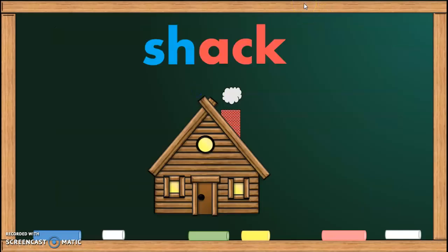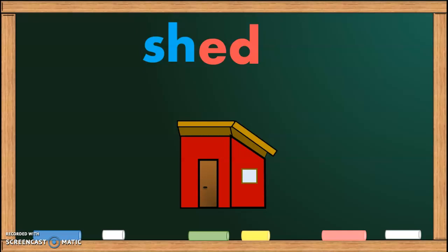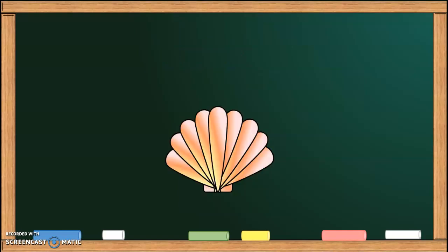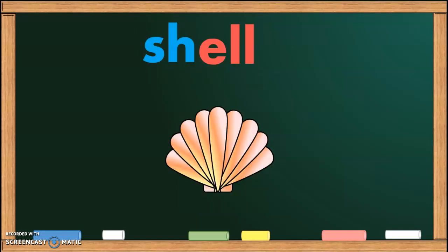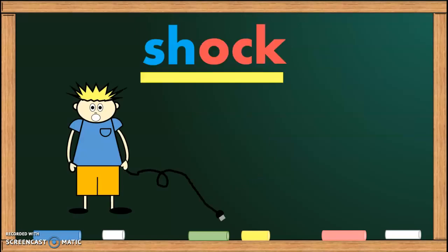Sh. Ack, shack. A shack is a simple little house. Sh. Ed, shed. A shed is a small building where you can store things. Sh. Ell, shell. Sh. Ock, shock.